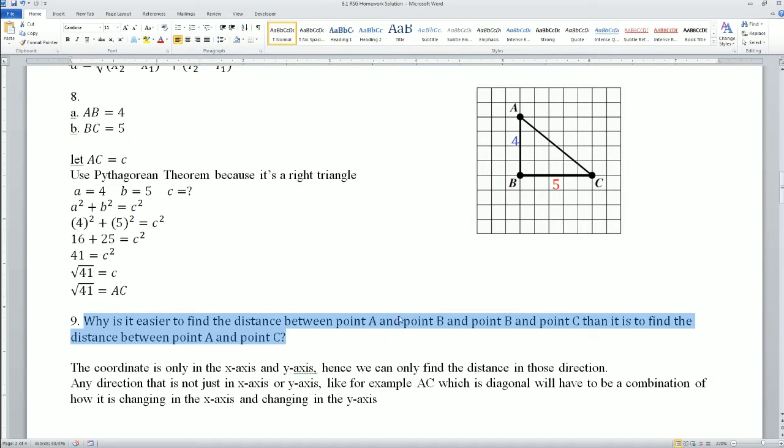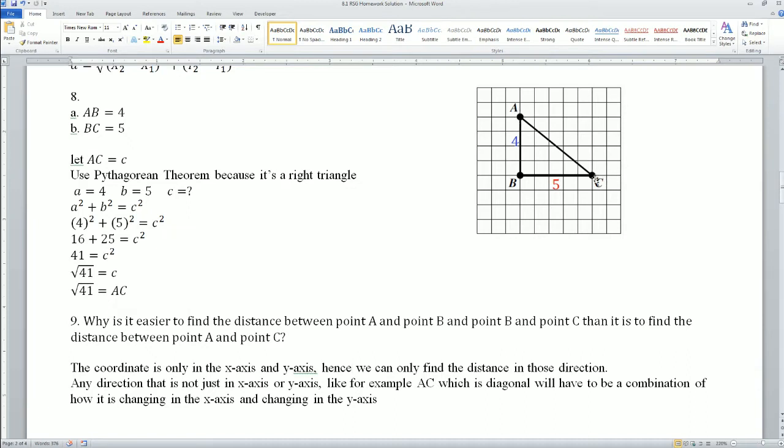The coordinate grid that we have here is in two axes, the x and the y. Hence, we want to find the distance in only those directions. Any direction that is not in the x or y, for example, AC, which is diagonal, goes from here to here. That's diagonal. It will have to be a combination of both, the change of x and the change of y.